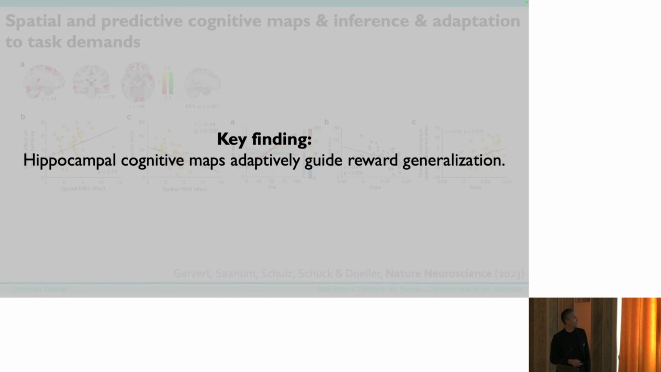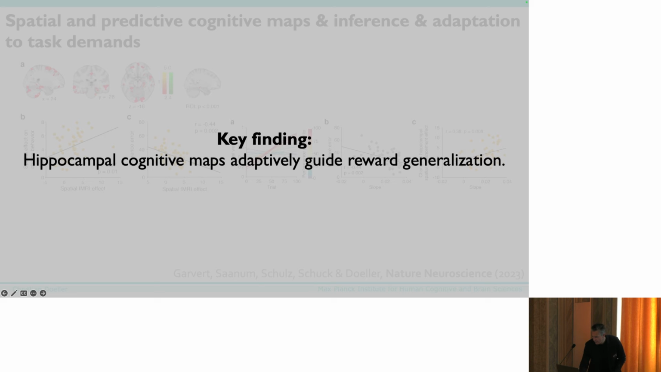So to wrap up, the key finding of that study is that hippocampal cognitive maps seem to adaptively guide reward generalization. It looks like we have several map-like representations stored in parallel in the brain. One is the spatial one, the other one is the predictive one in that case.